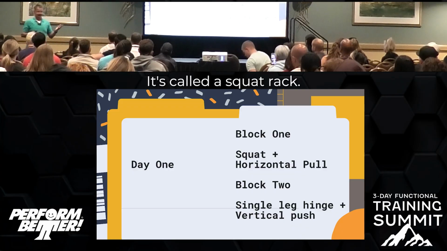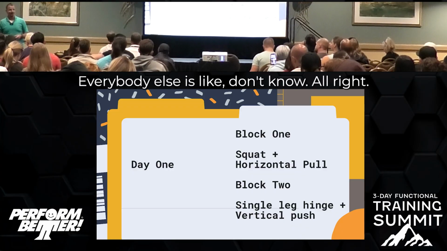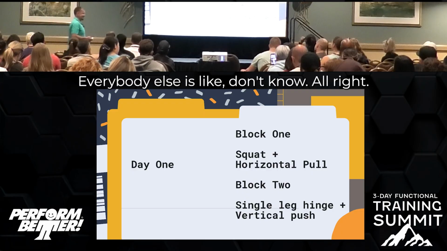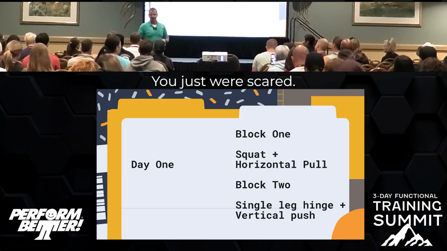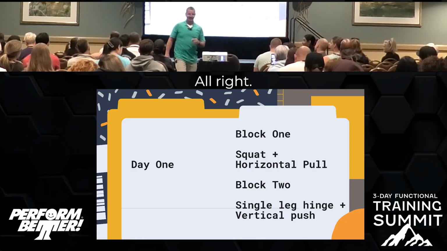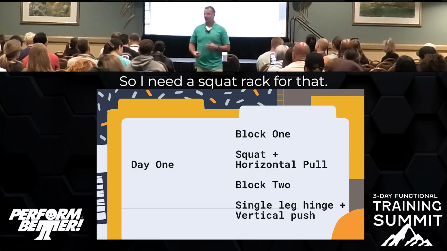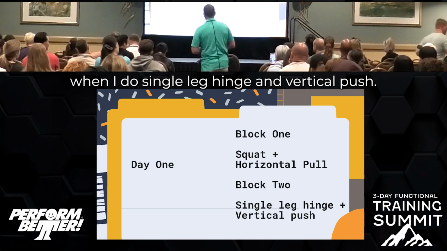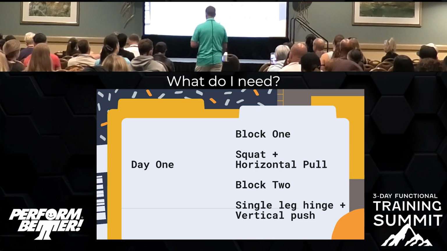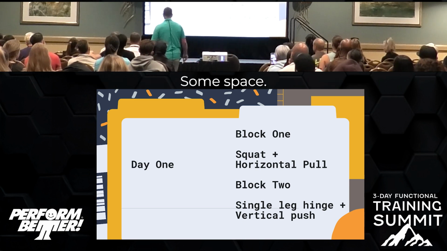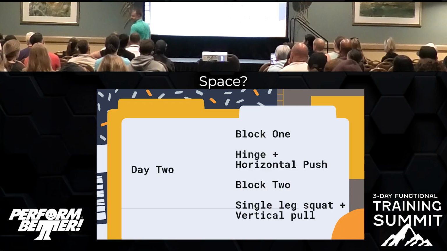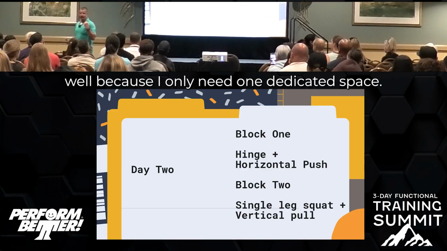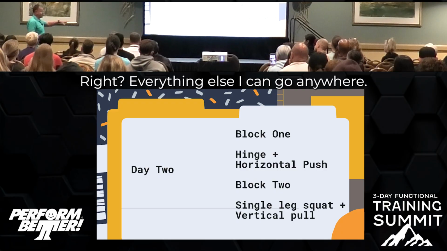A squat rack. Well done, Adrian. Everyone else is like, don't know. I was only kidding. You all knew, you were just scared it was a trick question, because I do those. So I need a squat rack for that. That's tied up. When I do single leg hinge and vertical push, what do I need? Space. This session works really well because I only need one dedicated space. Everything else I can do anywhere.